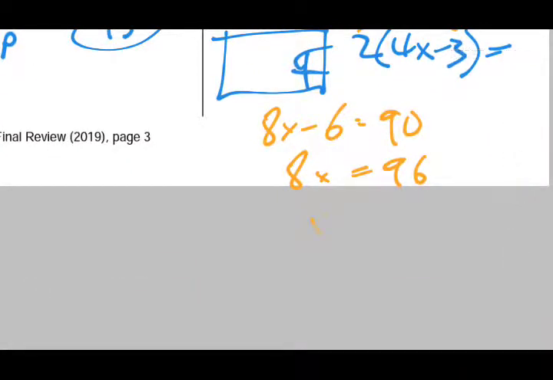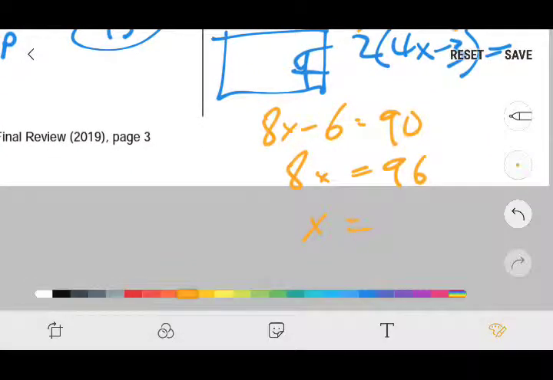Yeah, fun fact, at Home Depot they sell 8-foot boards and they're 96 inches, so this is a little bit of a familiar number.